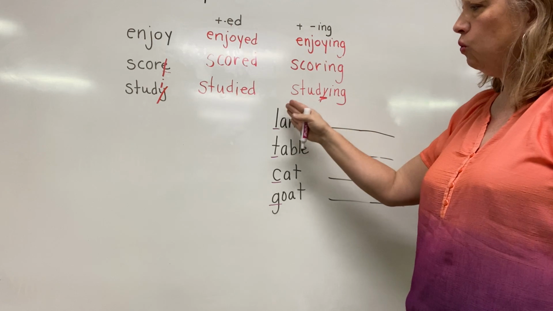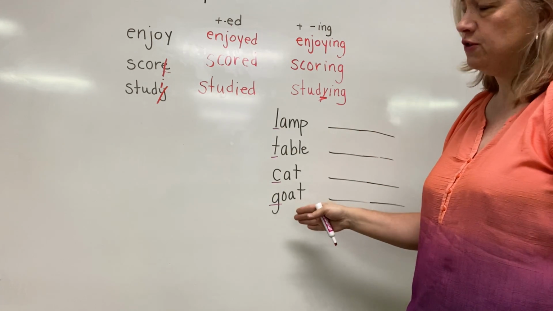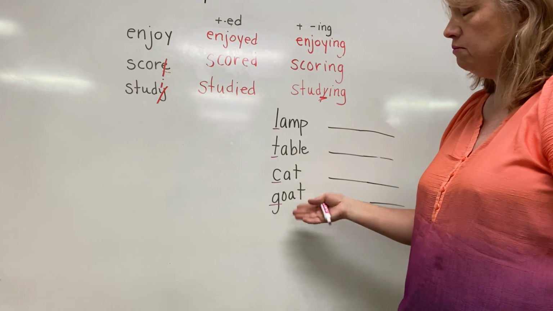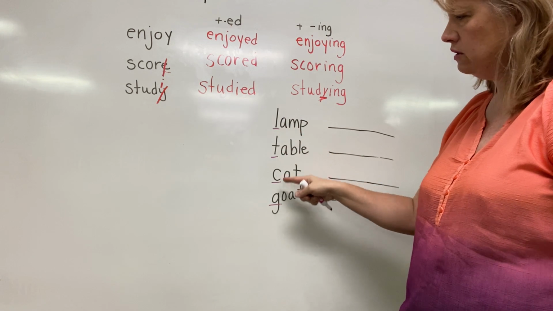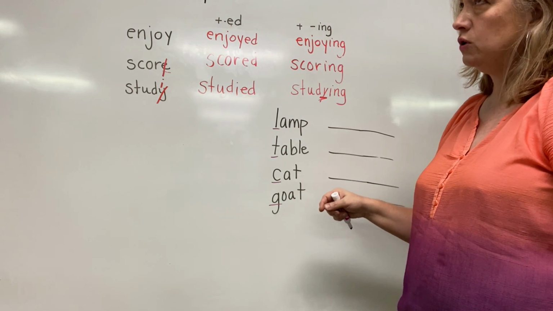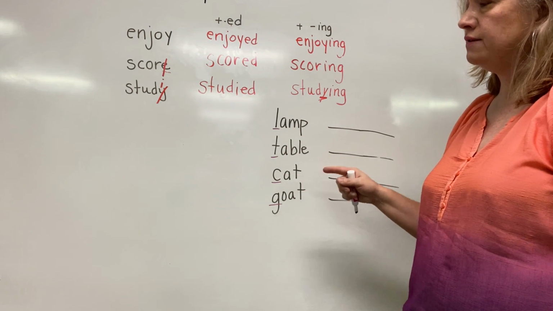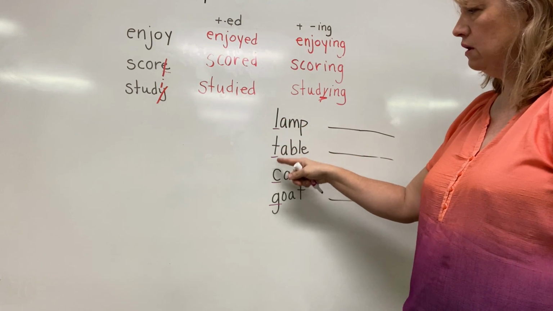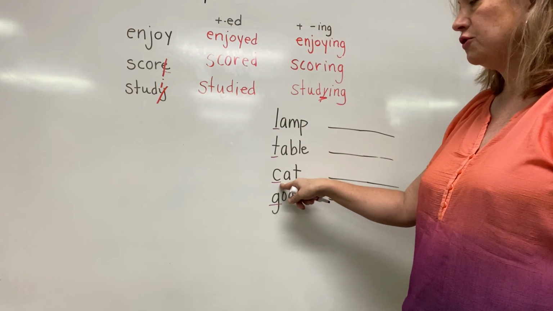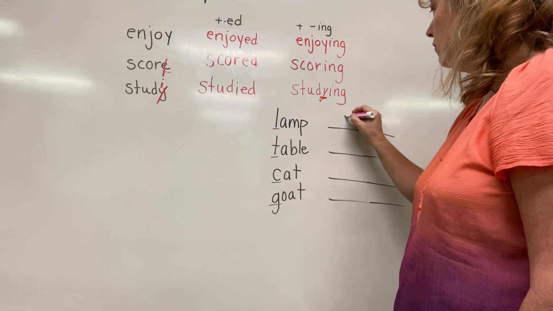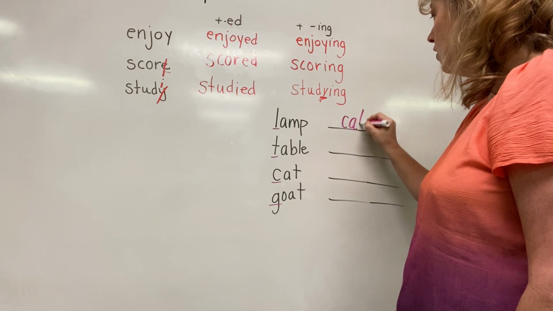So we have to look, what letter comes first in the alphabet? There's no A. B comes next. Let's see. No B. What comes next? A, B, C. C, let's see. Oh, there's C. So this word would come first. The C would come first.